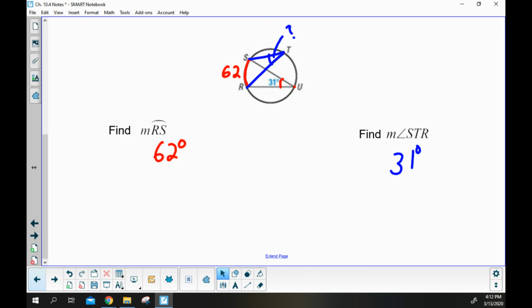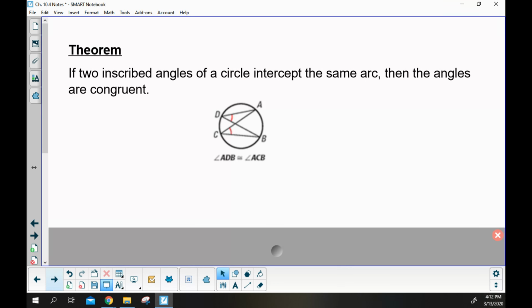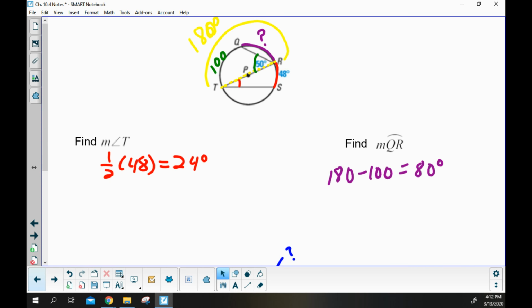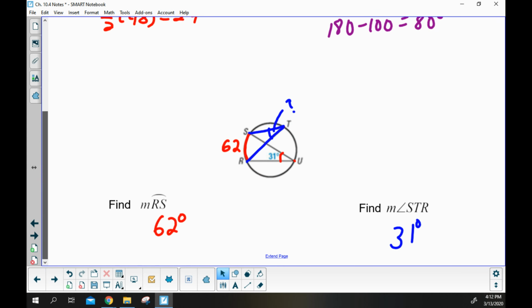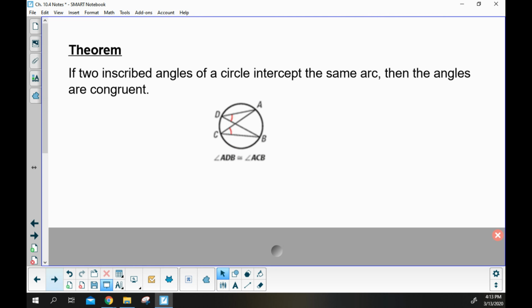And what this leads us to is this next theorem. The theorem states that if two inscribed angles intercept the same arc, then they are congruent. So as we just saw in our previous example here, STR and SUR both intercept RS, and look, they're both 31, so pretty much exactly the same as we just saw. So in our example here, ADB is congruent to ACB because they both intercept the arc AB.